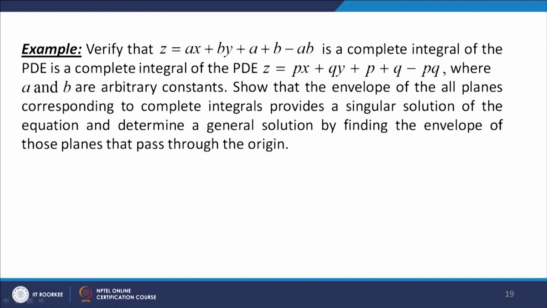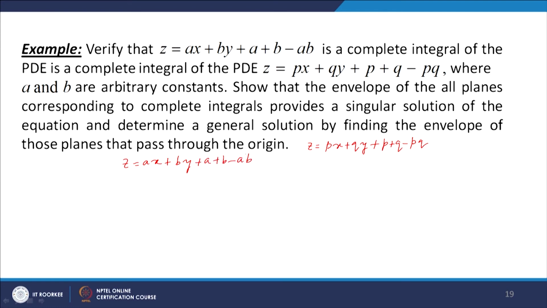We have a first order nonlinear PDE, z equal to px plus qy plus p plus q minus pq. First we show that z equal to ax plus by plus a plus b minus ab is a complete integral of this nonlinear PDE. So, z is equal to px plus qy plus p plus q minus pq. This is the PDE given to us. Let us differentiate it. Okay, so we have z equal to ax plus by plus a plus b minus ab.